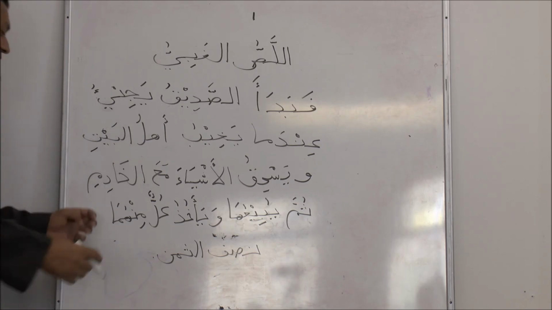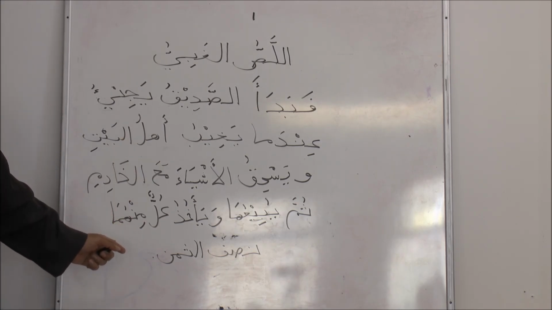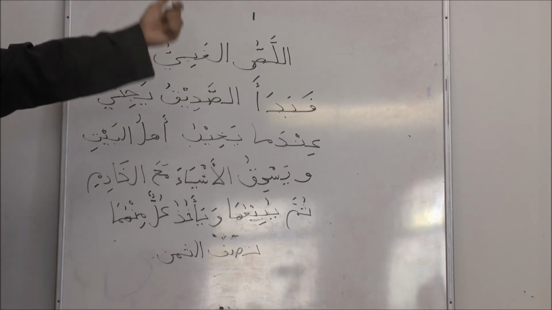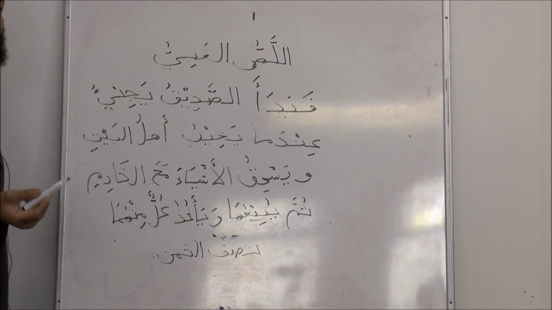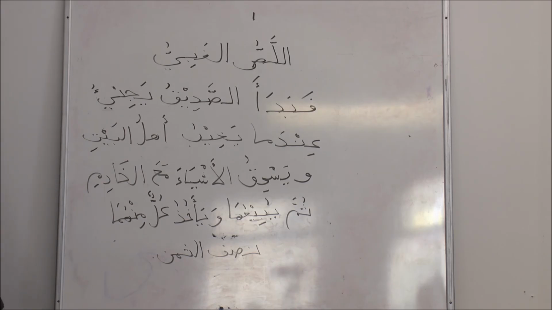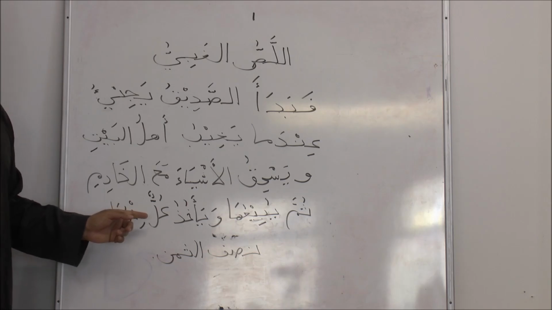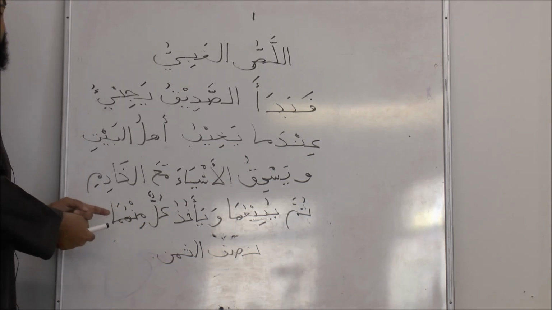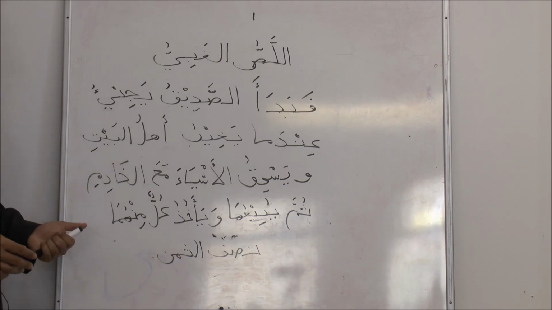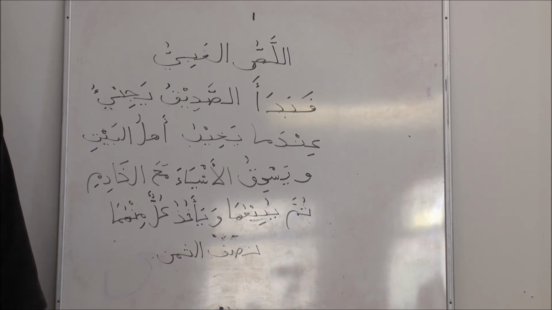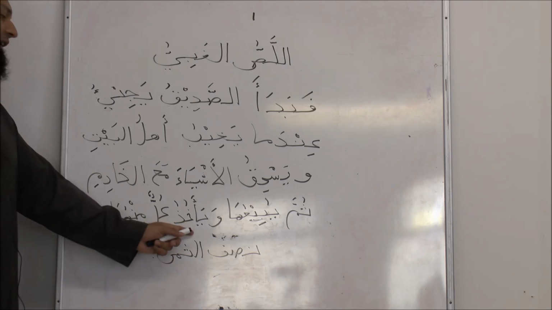The dual, هُمَا, is an attached pronoun. It's like saying baytuhum, baytuhuma, qalamuhum, qalamuhuma, them two. It can be both male and female. So what does it mean? Wa ya'khudhu, and he takes each or every one from the two of them. That's a way of saying both of them. Kullun minhuma, every one of the two, yakhudu, he takes.